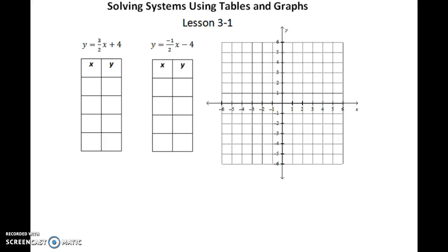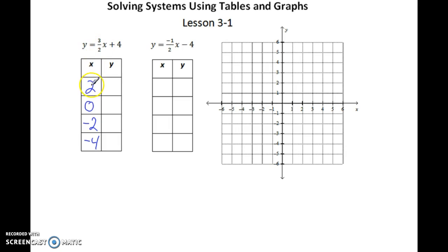So today we're going to solve systems using tables and graphs. Let's start with tables here. I'm just going to choose some x values. I see a denominator of 2, so I'm going to pick some even numbers, maybe 2, 0, -2, -4. So just choose some x values you're going to plug in, and we're going to plug it into this expression.